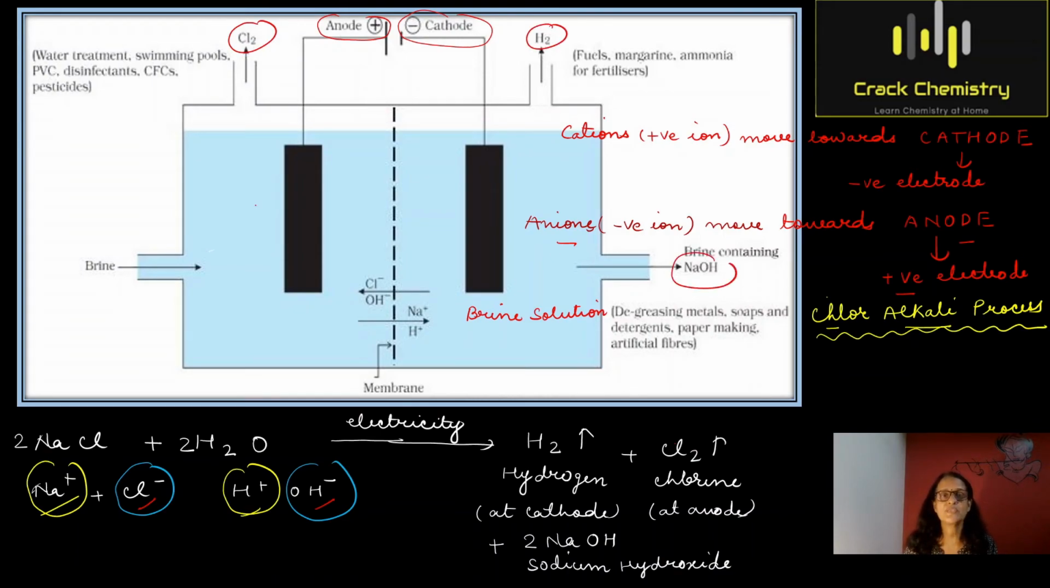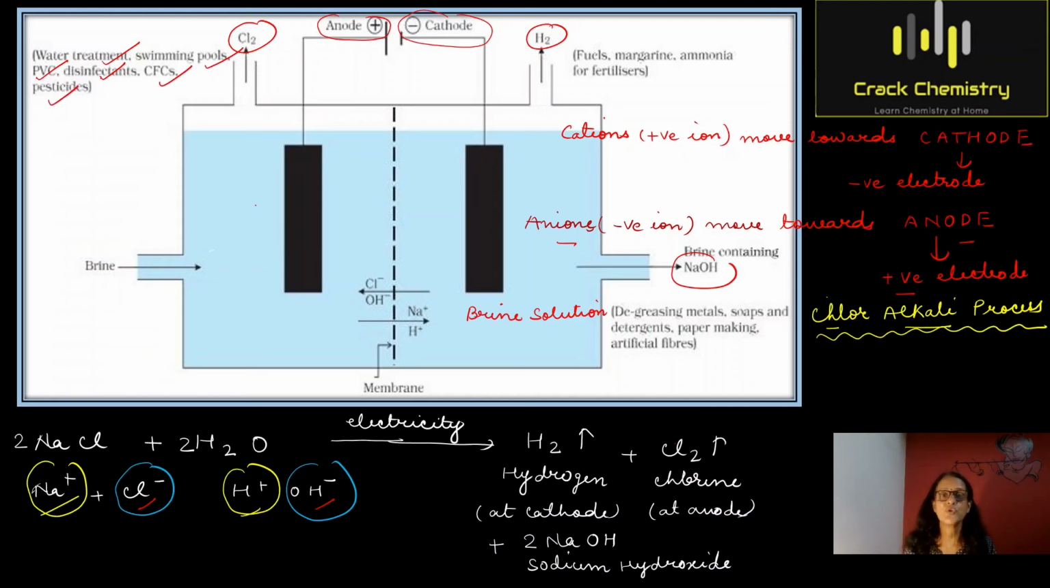All these three products are extremely important. So now we will discuss the uses of these three extremely important products. Children, chlorine gas, all of you know, is used in water treatment. In swimming pools, it is used for cleaning. It is used in PVC. PVC means polyvinyl chloride, which is a polymer. It is used as a disinfectant. It is used for making CFCs, meaning chlorofluorocarbons, and it is also used for making pesticides.